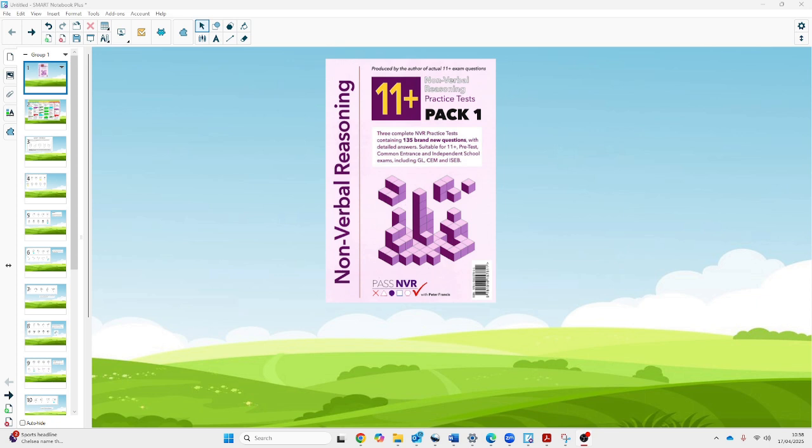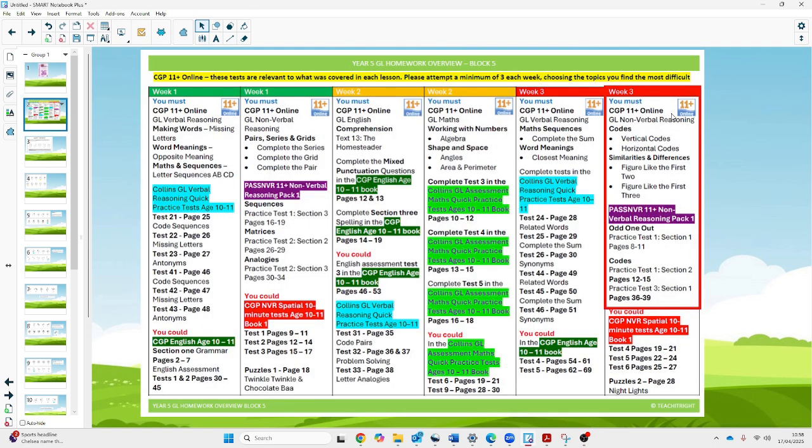This is going to focus on the tasks within the Pass NVR, written by Peter Francis, and this is looking at the 11 plus practice test pack 1 for non-verbal reasoning. Let's have a look at the homework overview just so we can be clear.